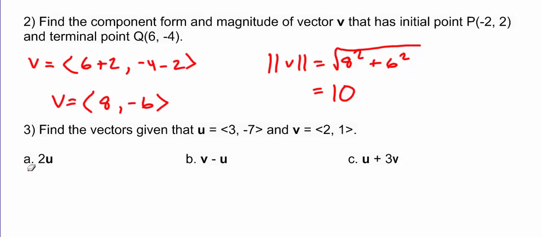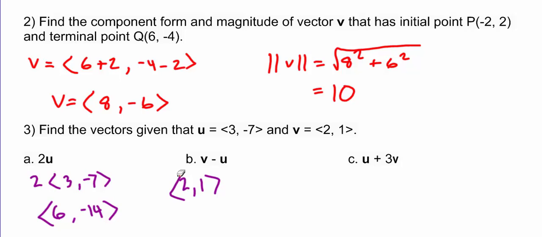So on number 3, it says, first it says 2u. These are pretty quick. We're just going to do 2 times, and then we'll have a 3 and a -7. That'll give us the vector 6 and -14, so we can do scalar multiplication. You can add or subtract vectors like you see here. We have 2, 1, minus, and then vector u is 3, -7.